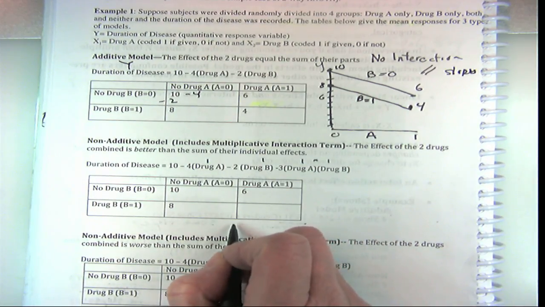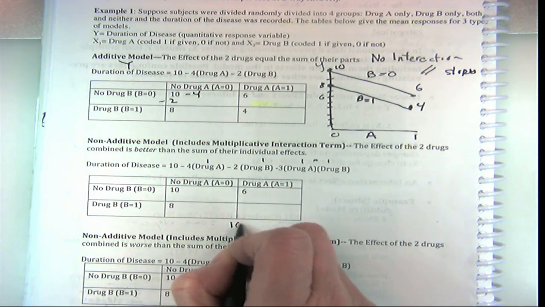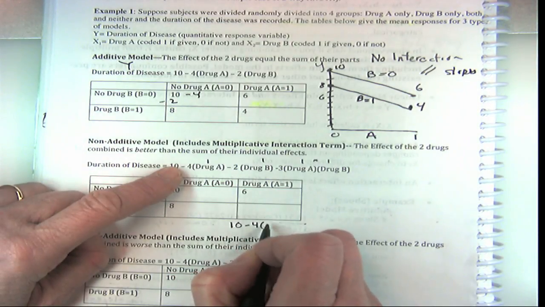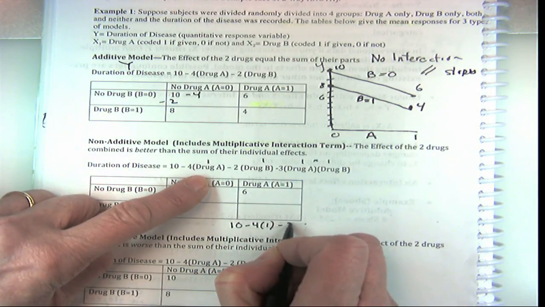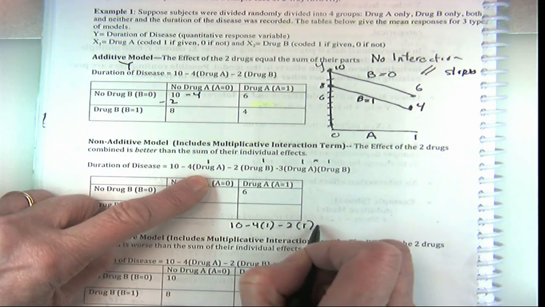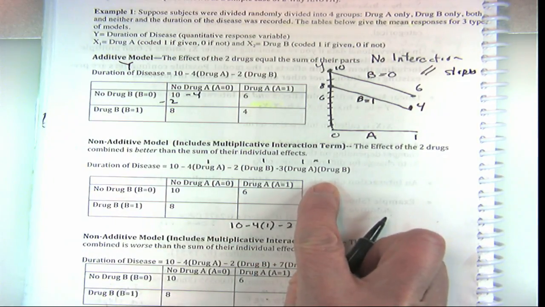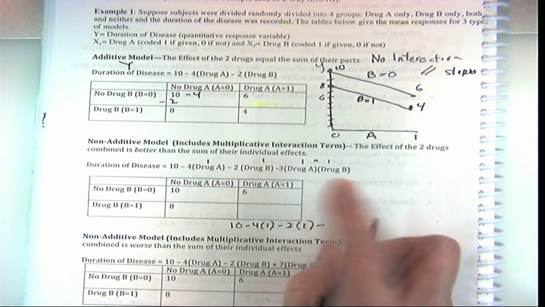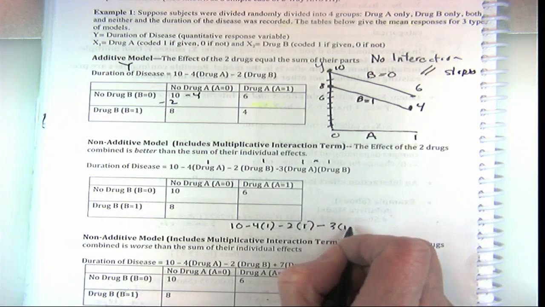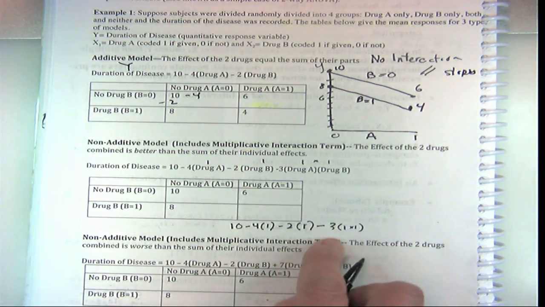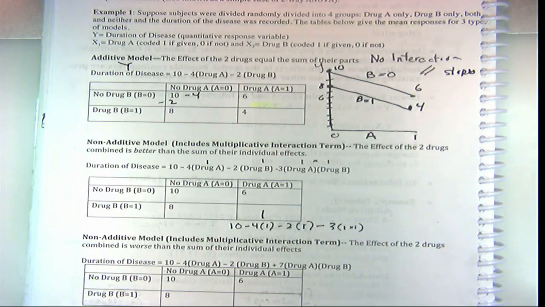I'll write it down here. So you have 10 minus 4, you have the presence of drug A, minus 2, the presence of drug B, and then it has this interaction effect where it even helps you more. And now your disease only lasts 1 day. So it has a synergistic effect. They help each other, the 2 drugs. They're more than the sum of their parts.